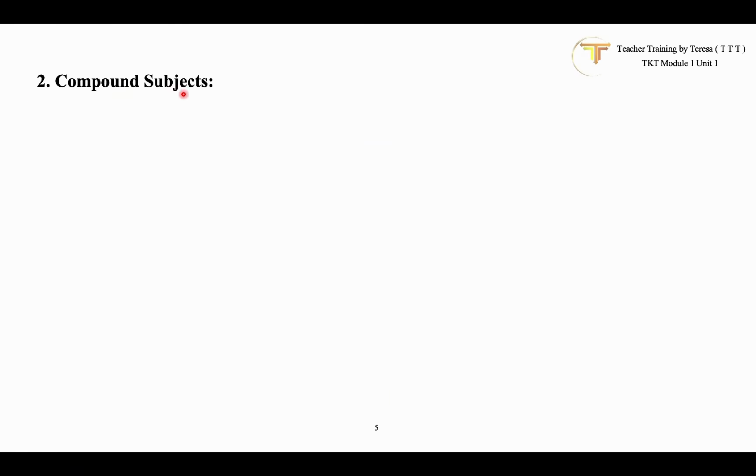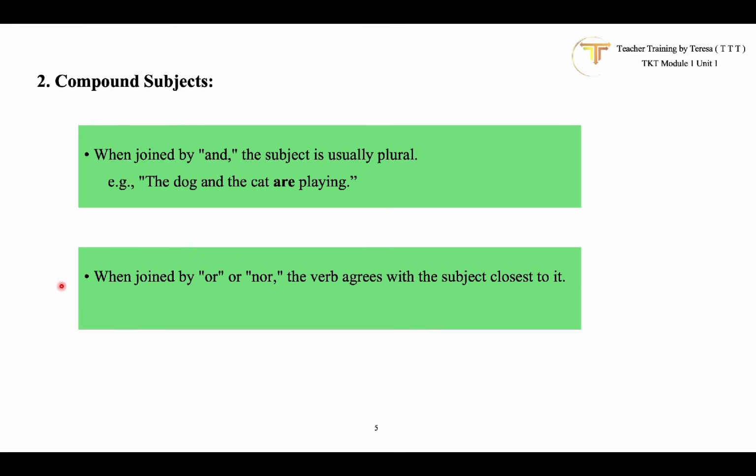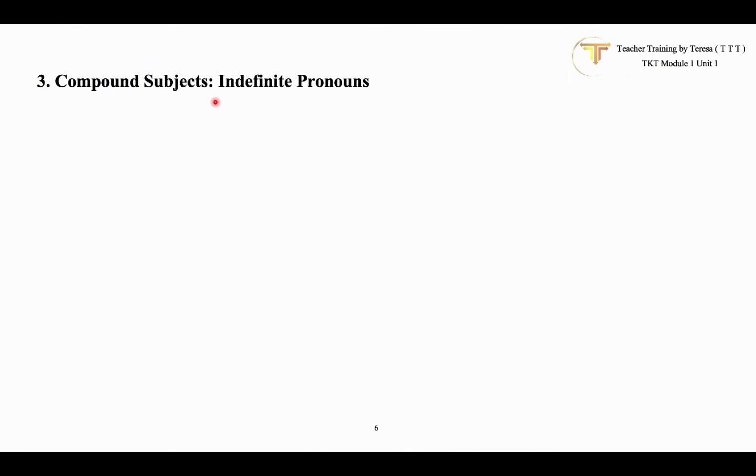2. Compound subjects. When joined by and, the subject is usually plural. The dog and the cat are playing. When joined by or or nor, the verb agrees with the subject closest to it. Neither the dog nor the cat is missing. 3. Compound subjects, indefinite pronouns.